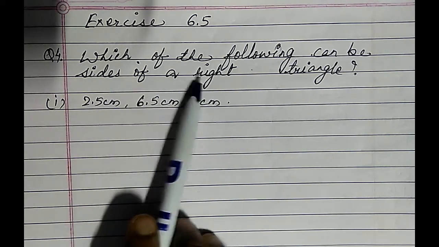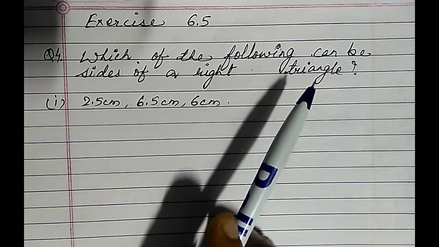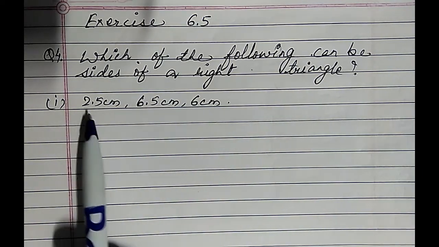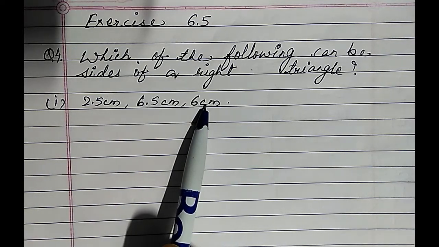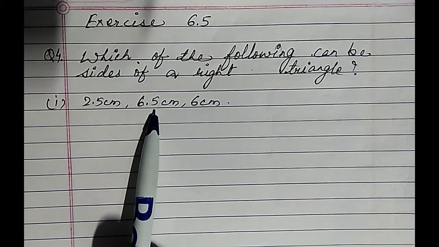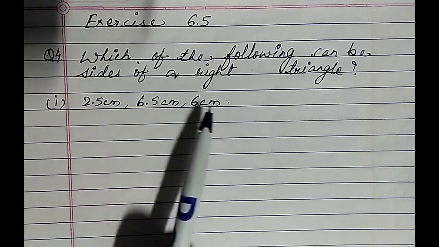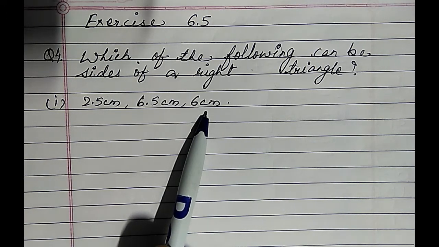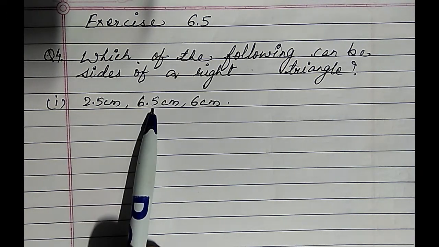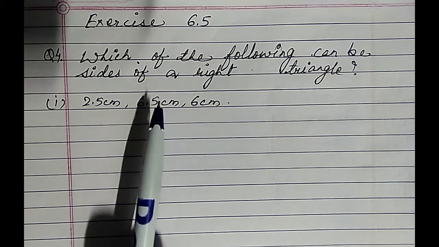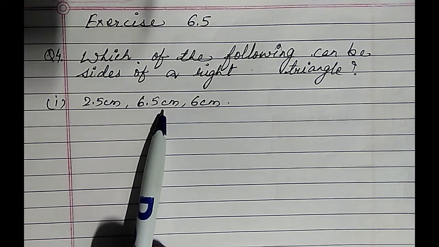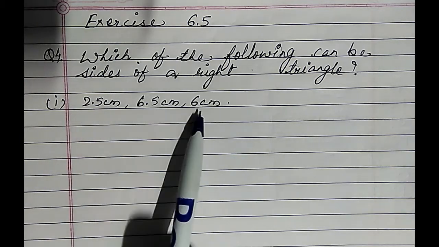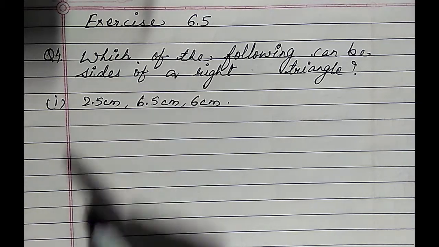So if a triangle is a right triangle, it must follow Pythagoras theorem. तो हमें क्या चेक करना है कि the longest side, that is the hypotenuse, the square of the hypotenuse should be equal to the sum of the squares of its legs. यहाँ कौन सा साइड हाइपोटेन्यूज हो सकता है? जो सबसे बड़ी साइड हो, तो वो है 6.5. तो मुझे सिर्फ ये चेक करना है कि क्या 6.5 का स्क्वायर is equal to the sum of square of 2.5 and 6. So let us find out.